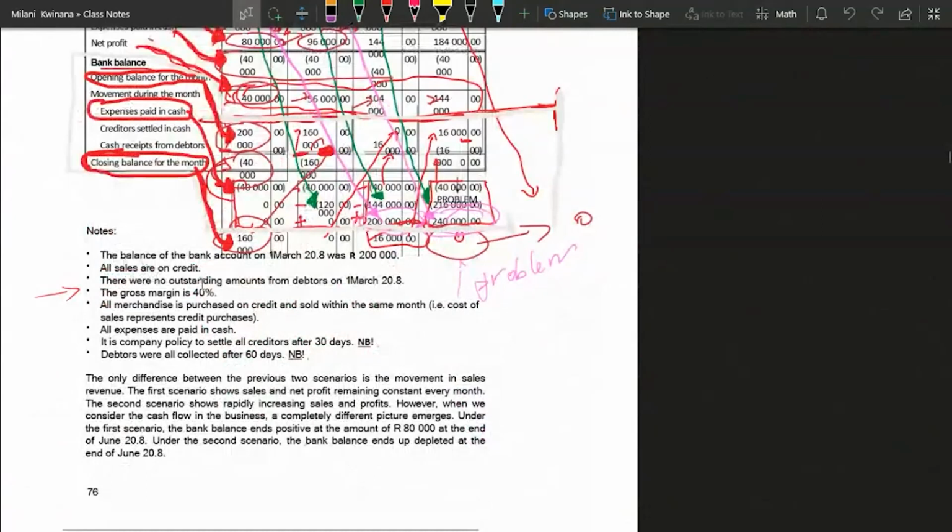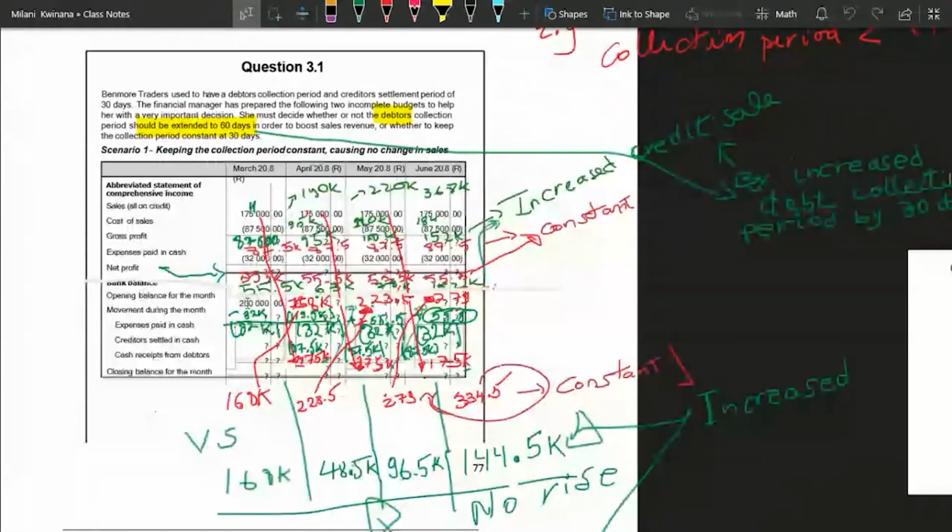If you look at the question, remember, your question was specific on opening balance. In that question, they will give you elements. For example, in the note here on page 76, they say the balance of the bank account in March 2018 was 200,000. That is a given that was provided to you. So it makes sense that the opening balance you have is 200,000 in March. That is provided to you. That is not an unknown.